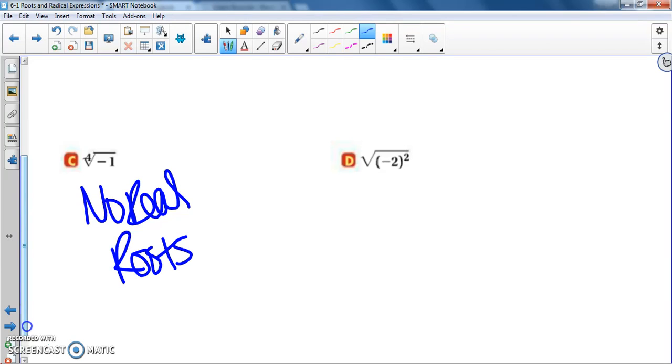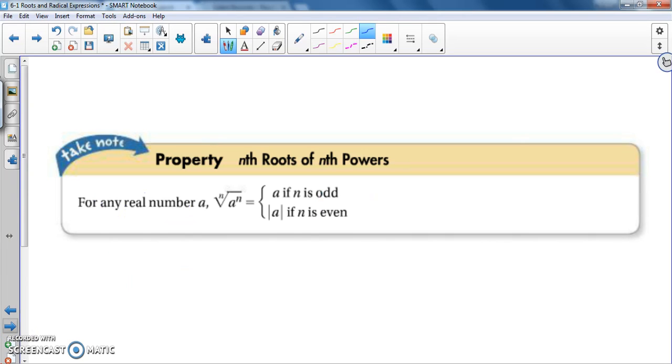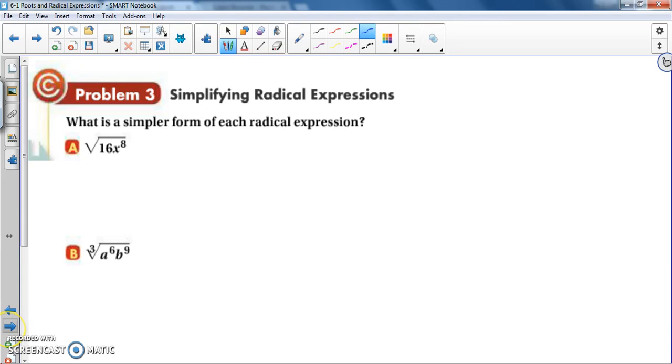And let's simplify on the inside first. We have the square root of negative 2 squared, which is 4. So the square root of 4 is equal to 2. So for any real number a, the nth root of a to the nth is equal to a if n is odd, or the absolute value of a if n is even. So we have to keep that in mind.